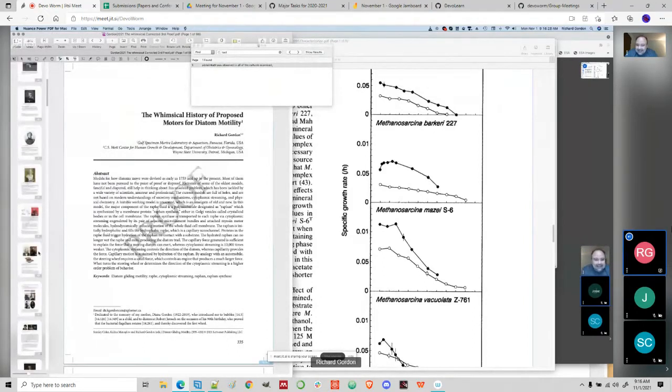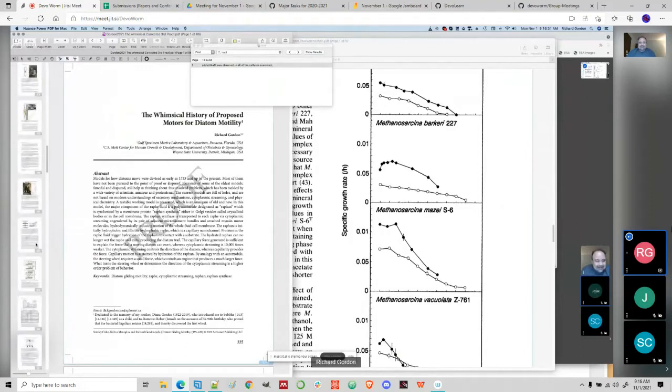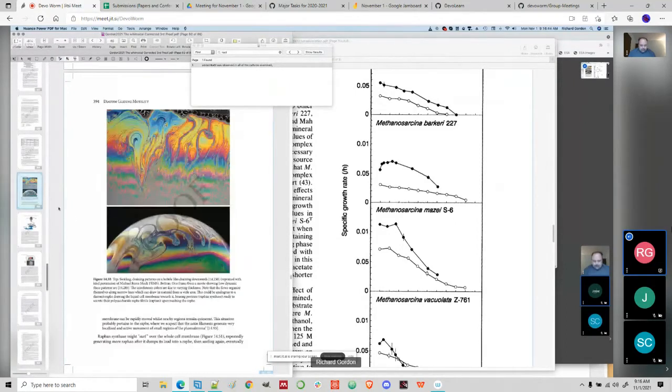I want to show you this review, which is now out, that I did on the history of models for diatom motility. I want to show you one picture in here. Here's a bubble, and this is after it's drained for a while, so you're getting interference colors. You can see that the bubbles tend to drain in long, narrow strips. They sort of channel like a river. So I use that as a starting point for a model which I developed with Shruti and Krishna.